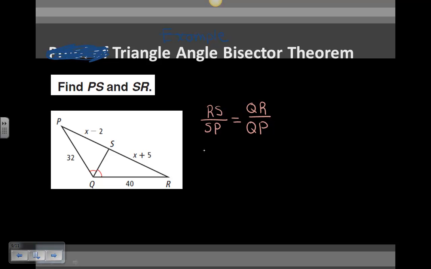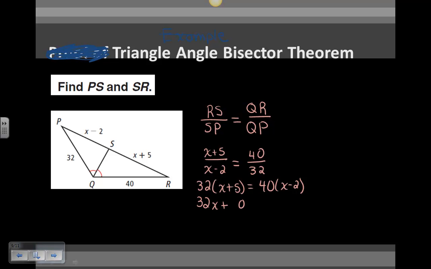RS is x plus 5, SP is x minus 2, QR is 40, and QP is 32. So we get 32 times x plus 5 equals 40 times x minus 2 when we do our cross product. Then we get 32x plus 160, because 32 times 5 is 160, and 40x minus 80.